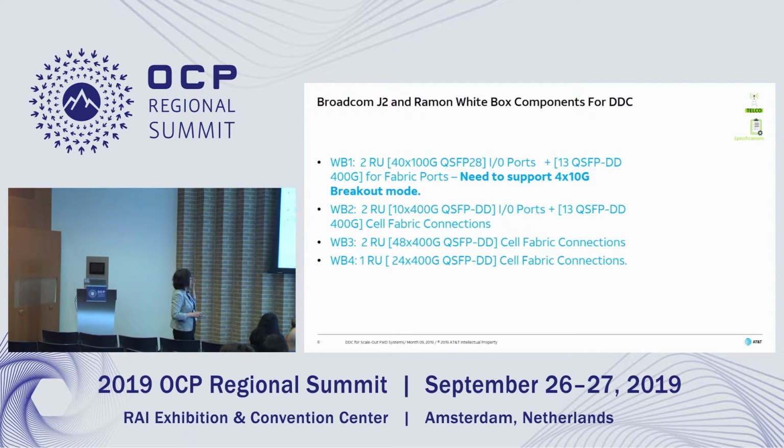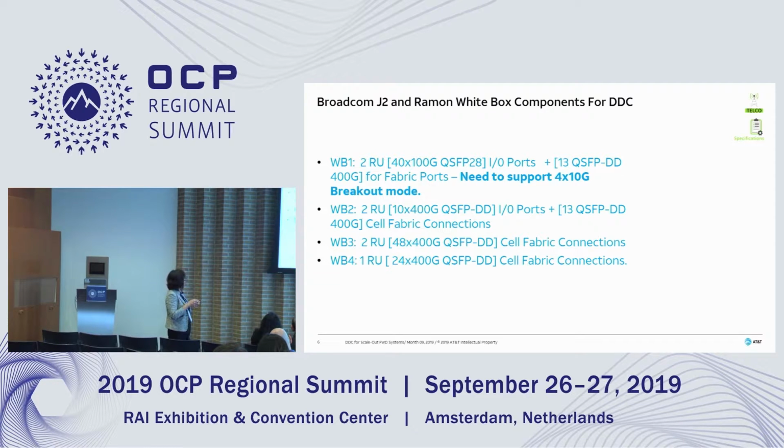All right. So as I mentioned, what are the key components that make up this disaggregated distributed chassis? The components, we call it the spec, called out for white box number 1 is a 2RU, 40 by 100 gig port, with 13 fabric ports that allow you to connect it to the fabric white box, right? And then the other one that we have is a 10 by 400 gig port. Likewise, you need the 13. You bring out the fabric port so that you can connect to the fabric chassis.